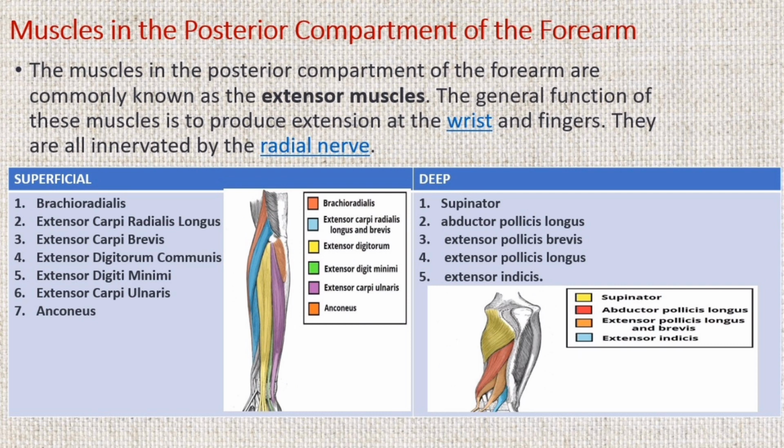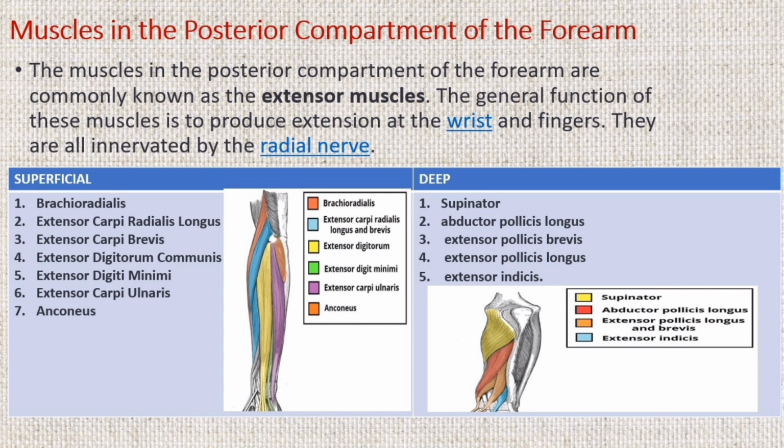Deep muscles. There are 5 muscles in the deep compartment of the posterior forearm: the supinator, abductor pollicis longus, extensor pollicis brevis, extensor pollicis longus and extensor indicis. With the exception of the supinator, these muscles act on the thumb and the index finger.